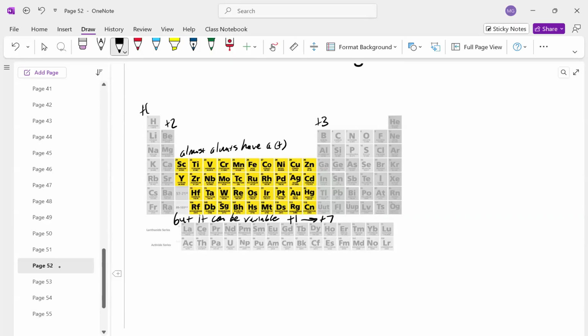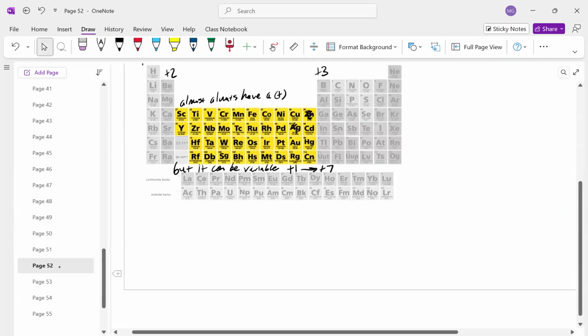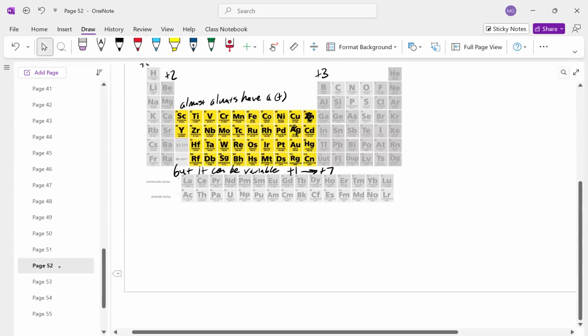Now, I do want to point out silver and zinc are kind of exceptions. That's why I'm kind of crossing them out there. They only have one charge. I'll get into that later. But in order to determine what charge a transition metal has, you have to look at the formula. So, for example, let's look at copper chloride.